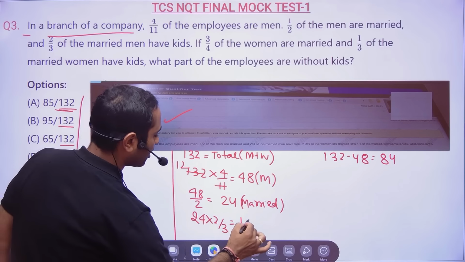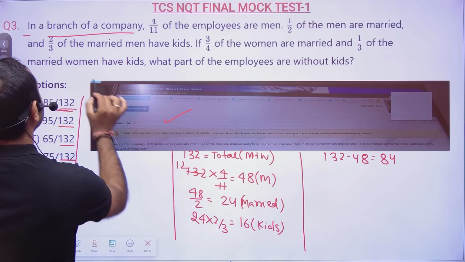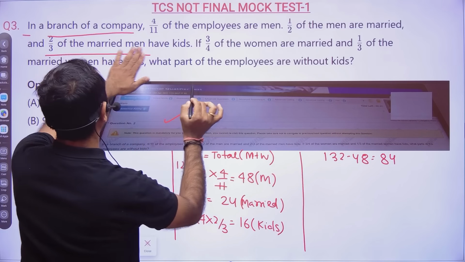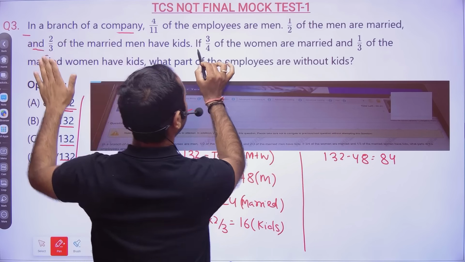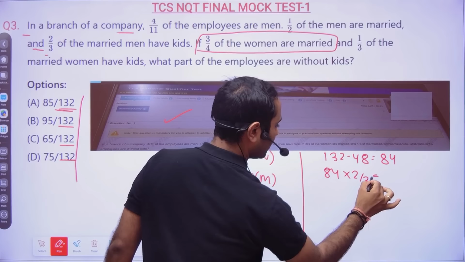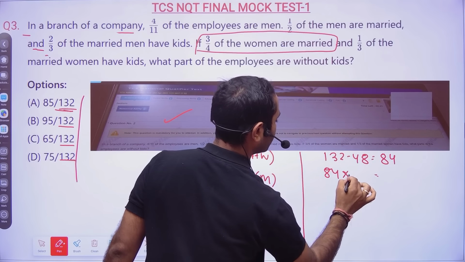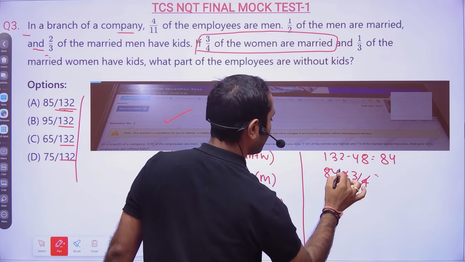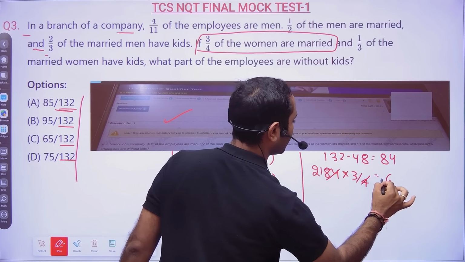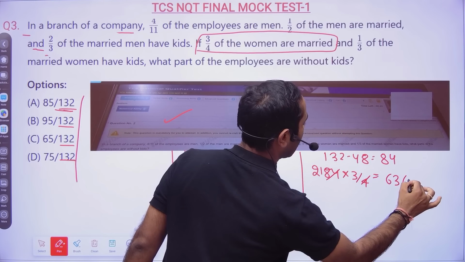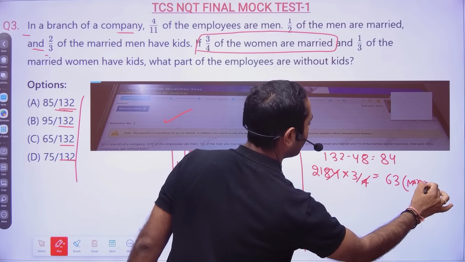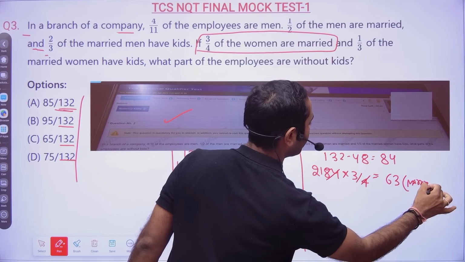Done. Now what about women? Sir, 3 by 4 of the women are married. So how many married women? It is 3 by 4 of 84, which is 21 times 3. So this is nothing but 63. So 63 are married in the women category.